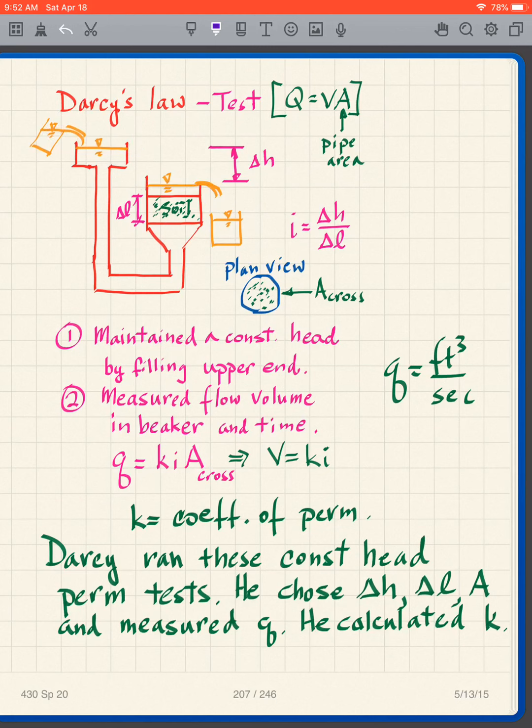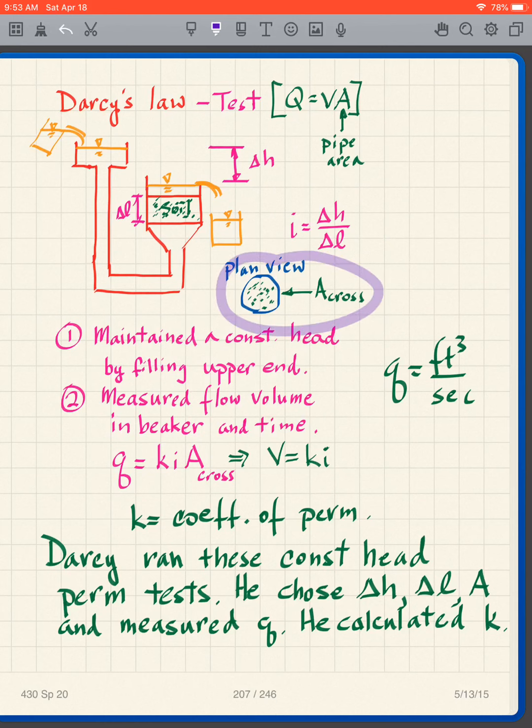The soil, we're going to call the length delta L. In other words, the water is going upward through the soil, and in going in this direction, the delta L is the distance that the water travels through the soil. So that is our delta L. And the delta H is the difference between the upper water level and the lower water level. And we are going to define the hydraulic gradient as the delta H over delta L.